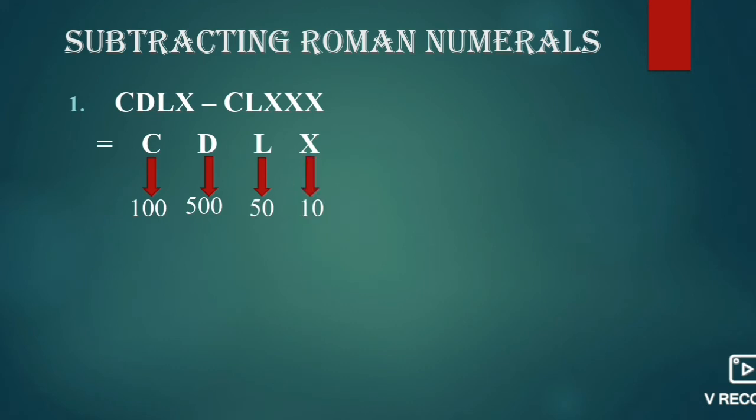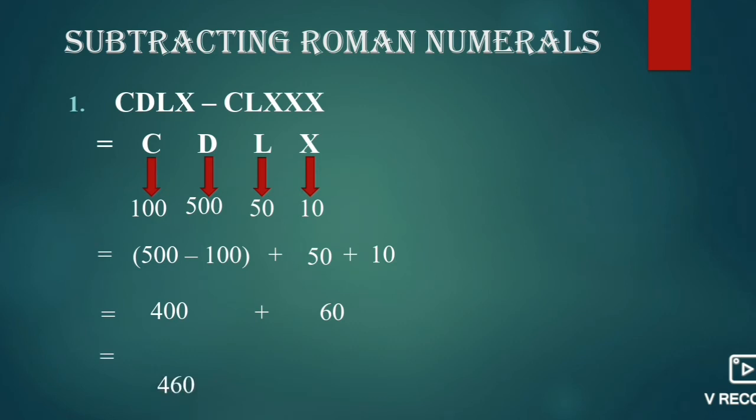Now, 100 is lesser than 500, so subtract 100 from 500. So, 500 minus 100 plus 50 plus 10. Simplifying, we get 500 minus 100 is 400, plus 50 plus 10 is 60. Adding together, we get 460. So, the value of CDLX is 460.